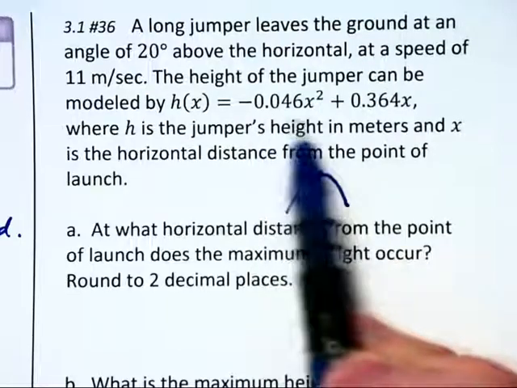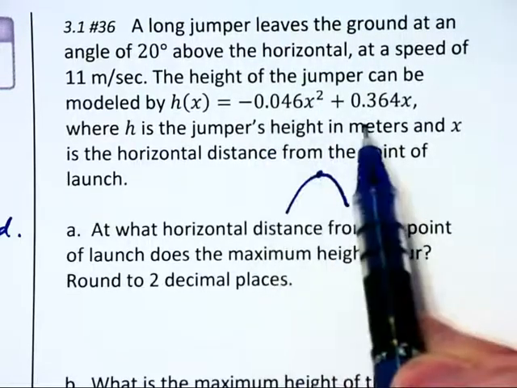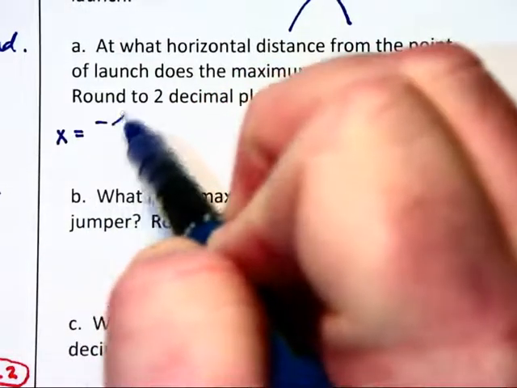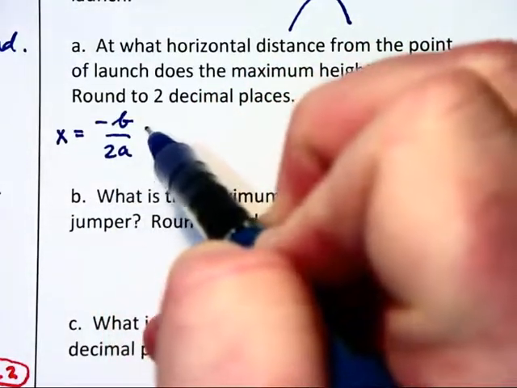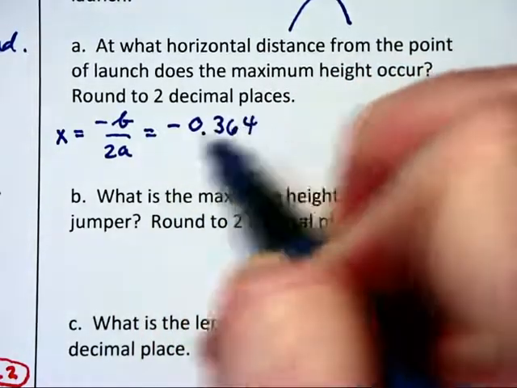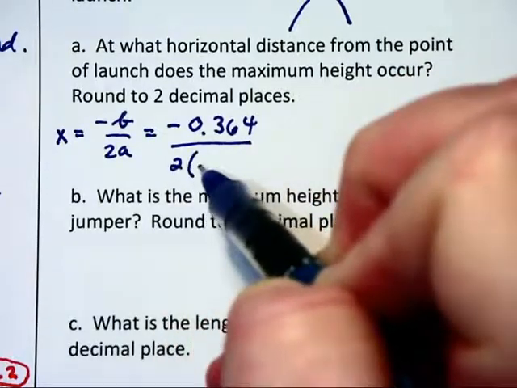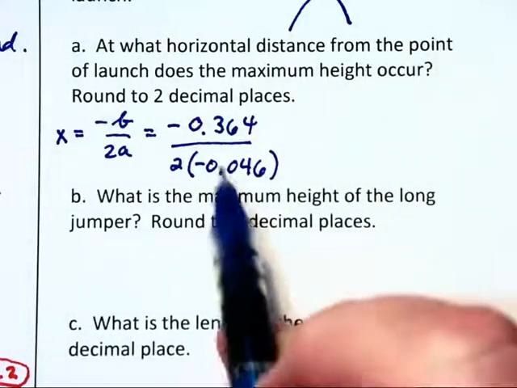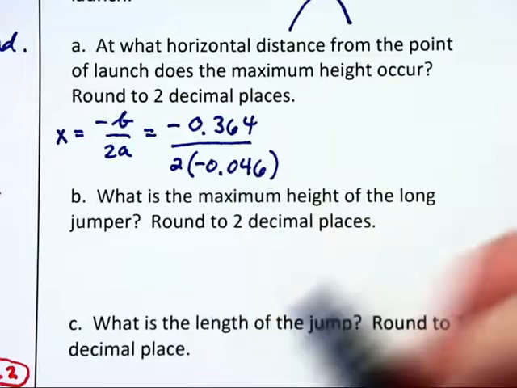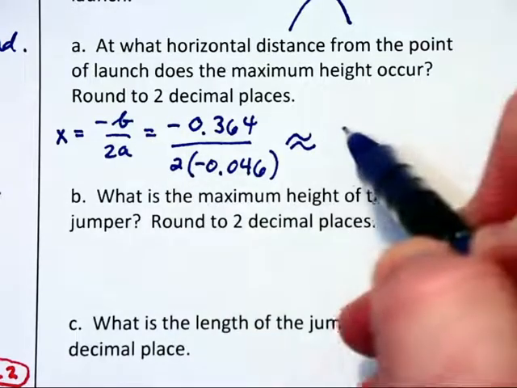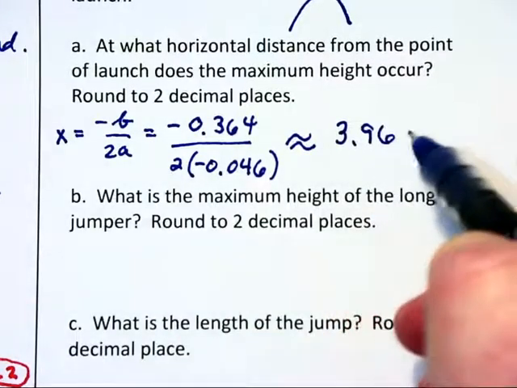Now, I don't really want to complete the square with these decimals involved, so we're going to use the vertex formula. Again, x is equal to negative b over 2a, which means that will equal negative 0.364 over 2 times negative 0.046. Now the negatives will cancel. We can multiply by 1,000 over 1,000 to move those over. Most of you will stick this into your calculator, and it even tells us to round to 2 decimal places. So I'm going to tell you that this is 3.96 meters.